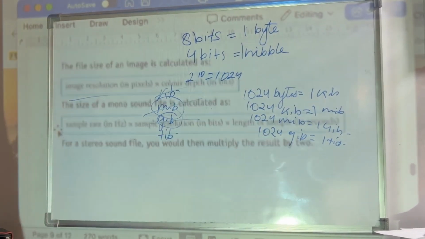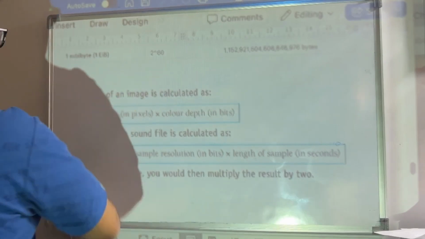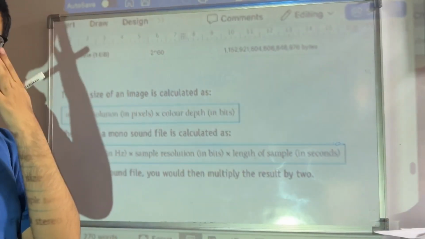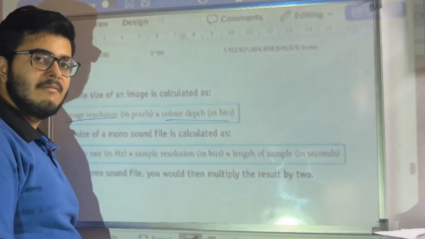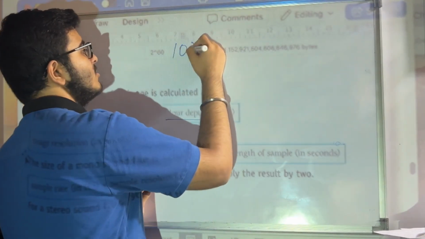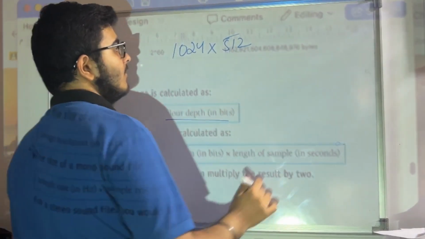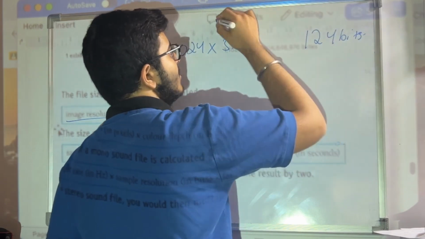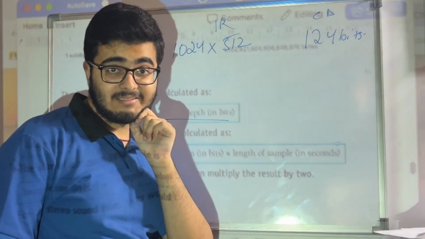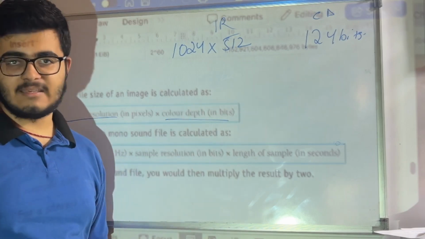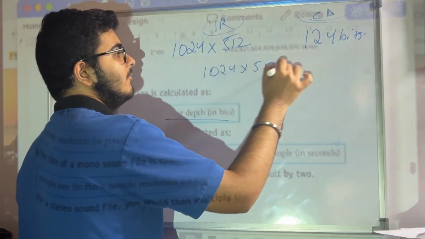Moving on, our next topic is how do we calculate a file size? You will have image resolution and color depth, always given in the question. For example, if they say I have an image of 1024 by 512, and the color depth of the image is given to be 124 bits. So I have my image resolution and my color depth. If they ask me to find the file size in bytes, first of all, how would I find the file size? I'm given the image resolution and color depth, so I'm simply going to multiply them: 1024 into 512 into 124.